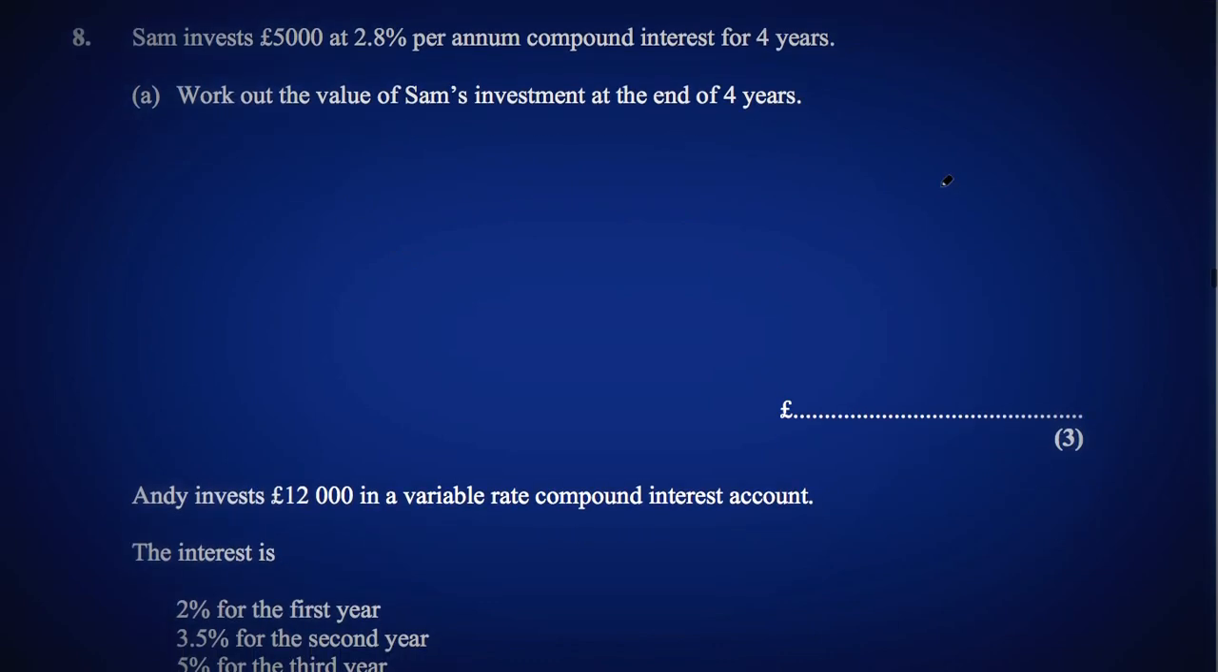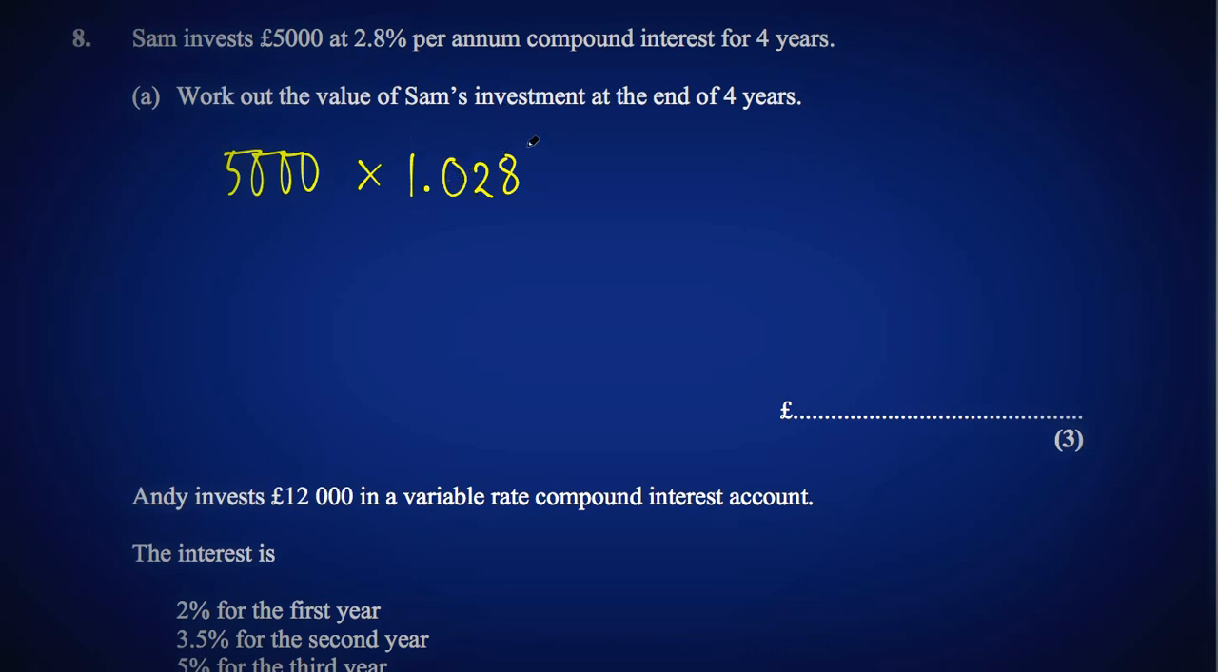Question 8, a percentages question, a compound interest question. So Sam invests £5,000 at 2.8% per annum compound interest for 4 years. Work out the value of Sam's investment at the end of the 4 years. So we've got his initial £5,000, and every year it's increasing by 2.8%, which is a multiplier of 1.028. Remembering the 0, that's the part that most people are likely to forget. 1.28 would be an increase of 28%, so we have to have the 0 in there.